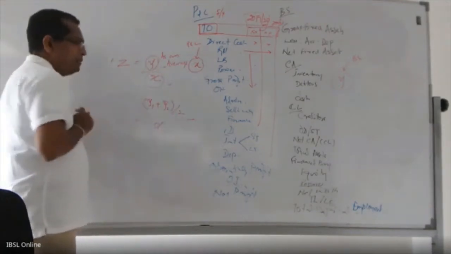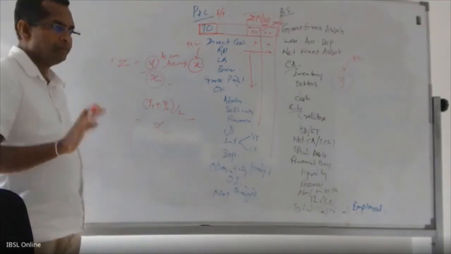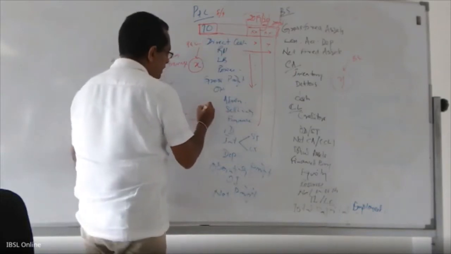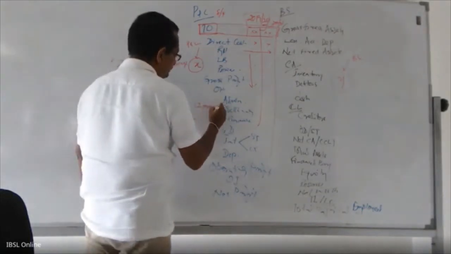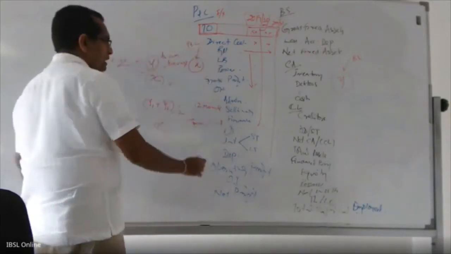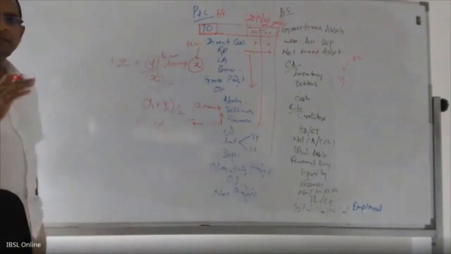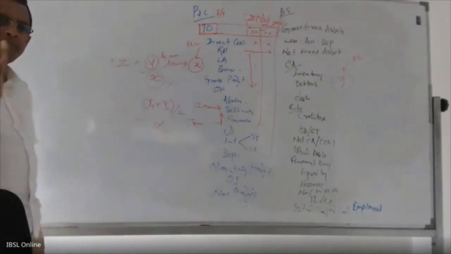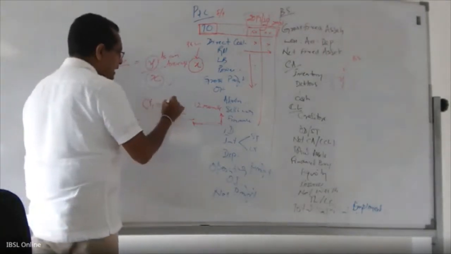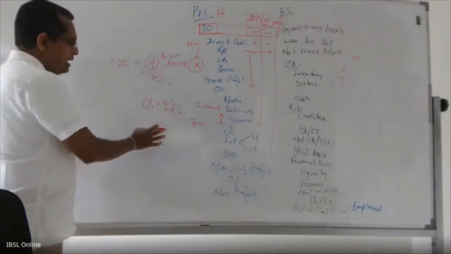Why we are doing this is to avoid the timing difference. P&L is for a 12 months period. This period. But balance sheet is for this specific point. In order to avoid the difference between the timing, we take balance sheet as an average figure, P&L as it is.